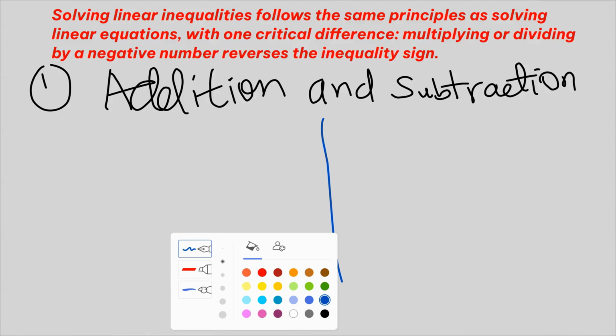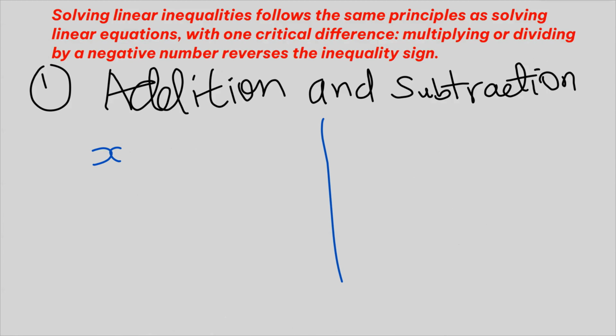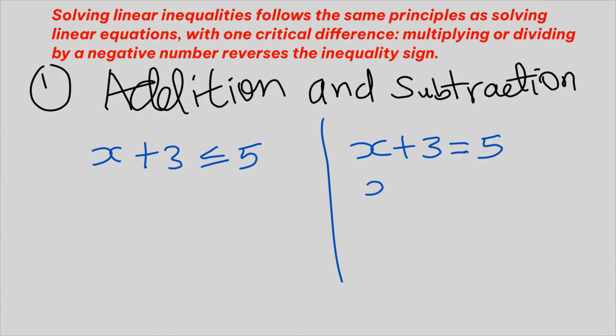Now we have x plus 3 is less than or equal to 5. For a normal linear equation, it will be x plus 3 equals 5. So when you have x plus 3 equals 5, we'll just have x here, and then we'll take 3 to the other side and it becomes subtraction. So it will be 5 minus 3. So x will be 5 minus 3, which is 2.